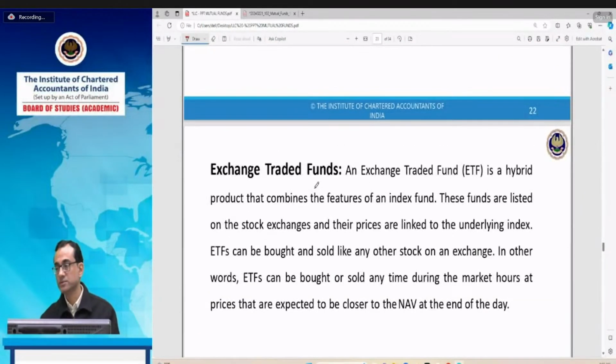Okay, now come to another very important aspect of mutual funds, which is exchange traded funds. I will take some time to explain this. What are exchange traded funds? You just go through the slide first, and then we will try to correlate this slide with further explanation and examples. Basically, an exchange traded fund is a hybrid, a combination of a stock and a mutual fund, specifically an index fund. These funds are listed on the stock exchange and prices are linked to the underlying index. So ETFs can be bought and sold like stock, at any time during market hours.